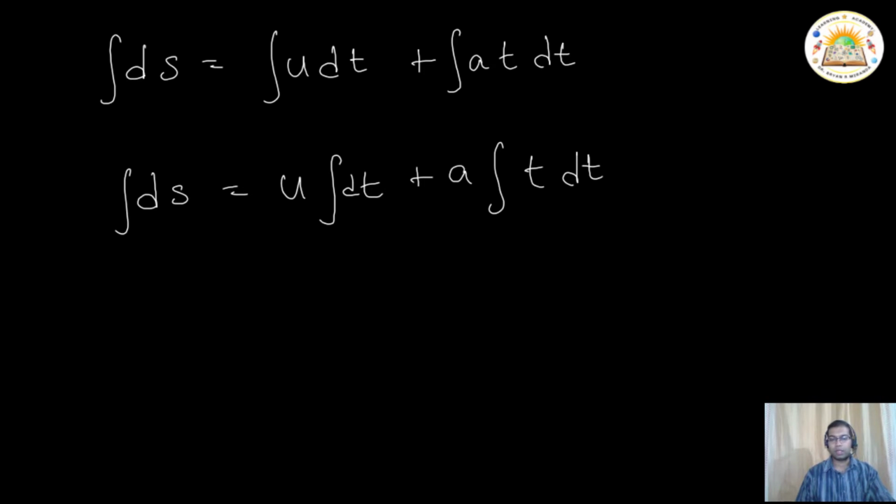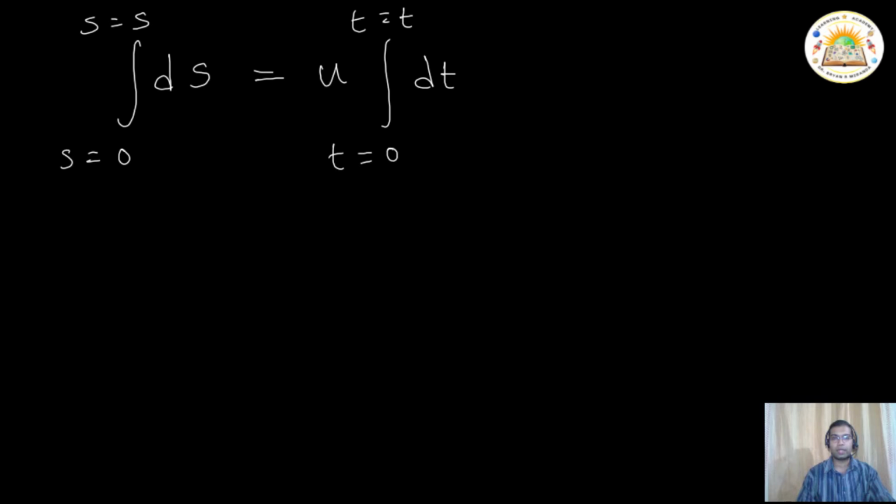Now we have to look at the limits. So when time is equal to 0, initial displacement is 0. When time is equal to t, the displacement is written as s. So let us apply the limits. On application of limit, my expression will become integral s is equal to 0 to s is equal to s ds is equal to u times integral t is equal to 0 to t is equal to t dt plus a times integral t dt, t is equal to 0 to t equals t.